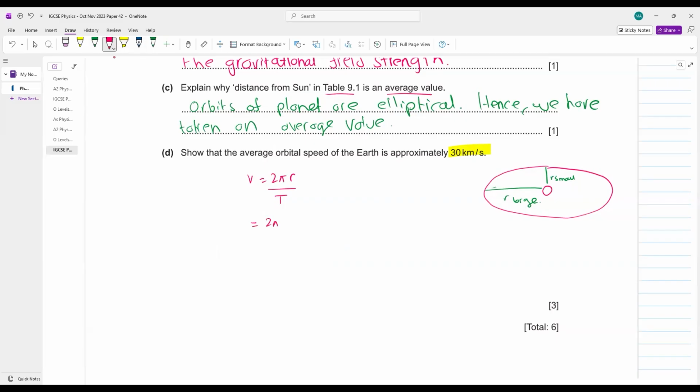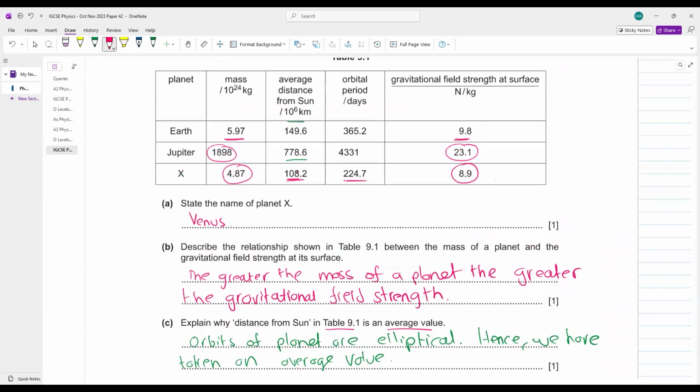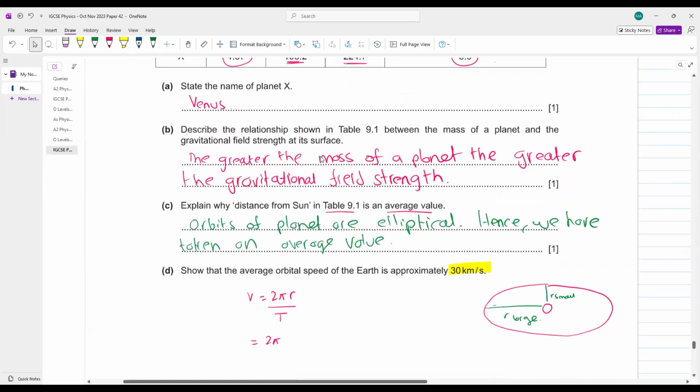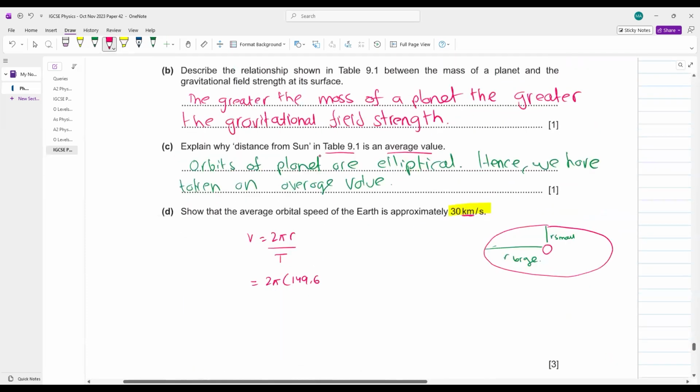Okay. What is the distance between the Earth and the Sun? Earth और Sun के बीच में क्या difference है? 149.6 into 10 raised to the power of 6 kilometer. You will not change kilometer into meter because you have to give your final answer in kilometer. R क्या था? 149.6 into 10 raised to the power of 6.